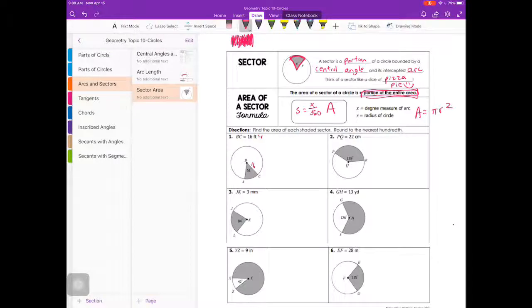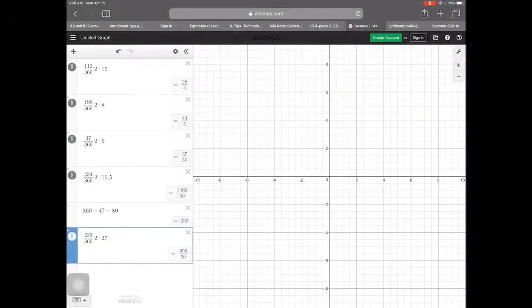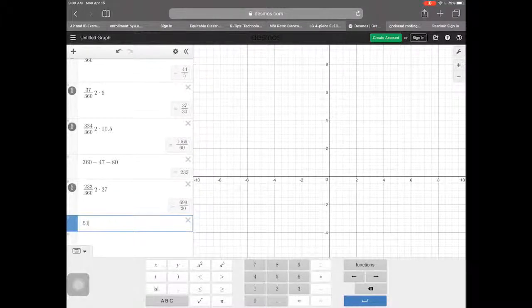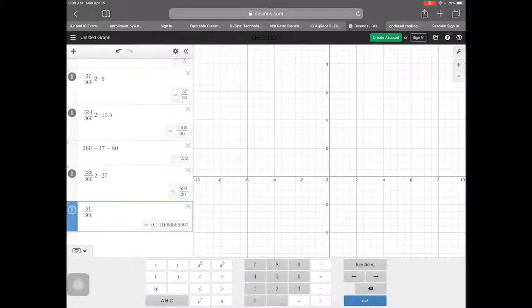So our r is 16. And they told us that our angle there is 51, so the measure of our arc is 51. So we're going to have 51 out of 360 times 16 squared pi. Okay, so now when we go into Desmos and we put in our fraction, 51 divided by 360. The way that you get your squared is by pressing that a squared button right there.